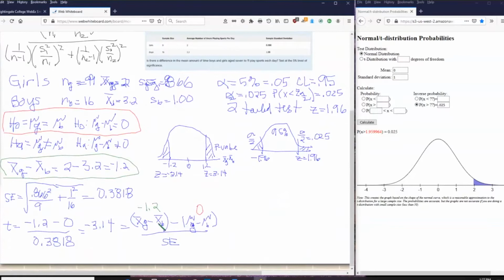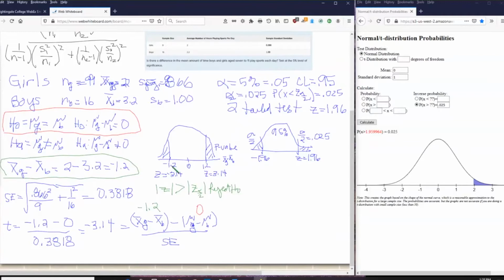So now we have our first test. The first test that we can do is compare our z values. The first test is: if the absolute value of z is greater than our z of alpha, then that tells us we're going to reject the null hypothesis.